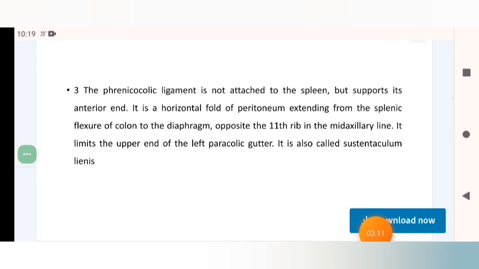The phrenicocolic ligament is not attached to the spleen but supports its anterior end. It is a horizontal fold of peritoneum extending from the splenic flexure of the colon to the diaphragm opposite the 11th rib in the mid-axillary line. It limits the upper end of the left paracolic gutter, and it is also called the sustentaculum lienis.